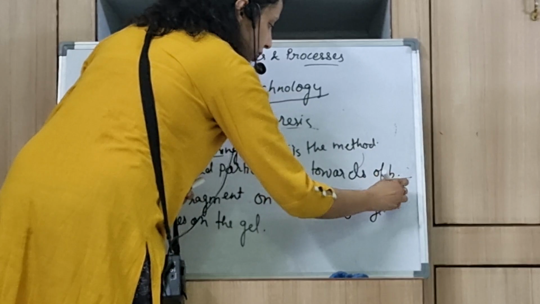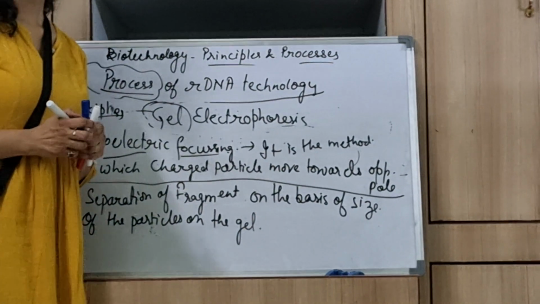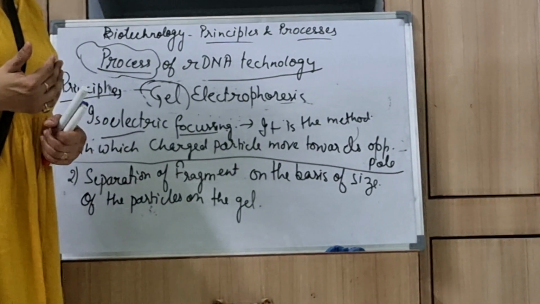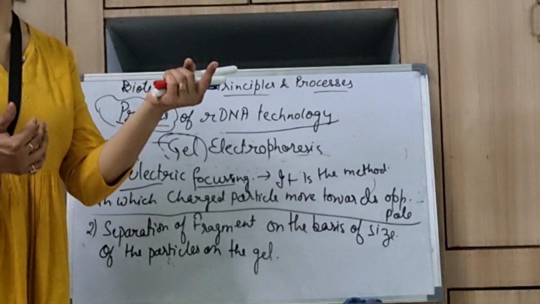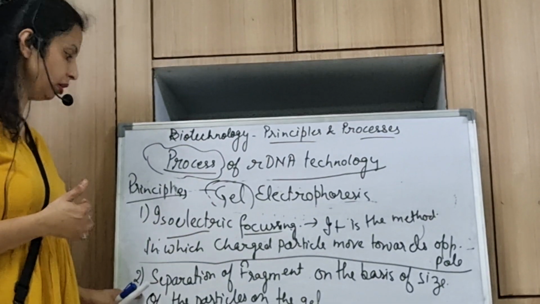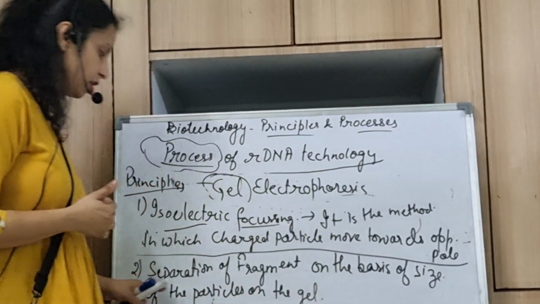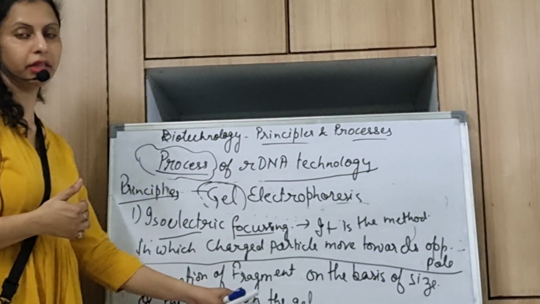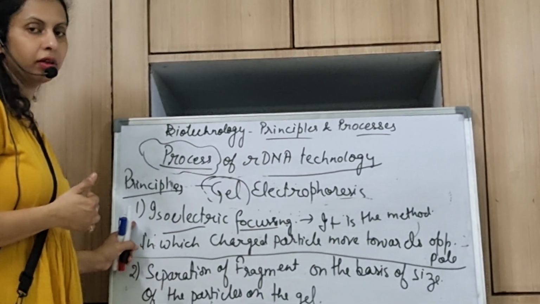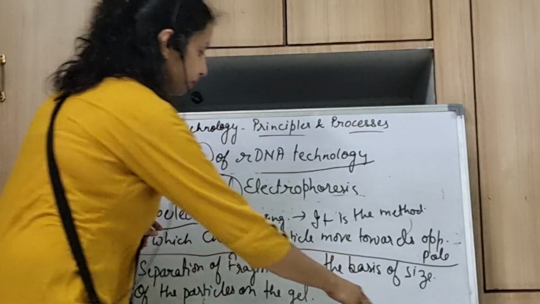Now let us understand this in detail. As you know, DNA is negatively charged. So when we supply the current, being negatively charged, it will move towards the anode. So this is the first principle on which gel electrophoresis depends. Second, the fragments will be separated on the basis of size of the particles on the gel. So let us understand how DNA will be separated when the electricity is supplied.